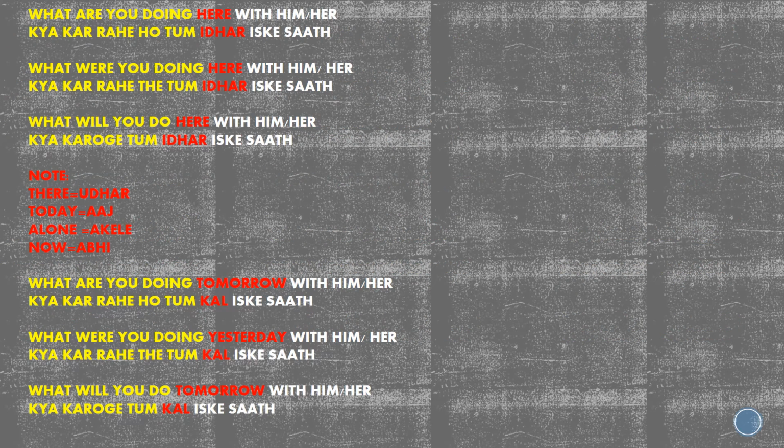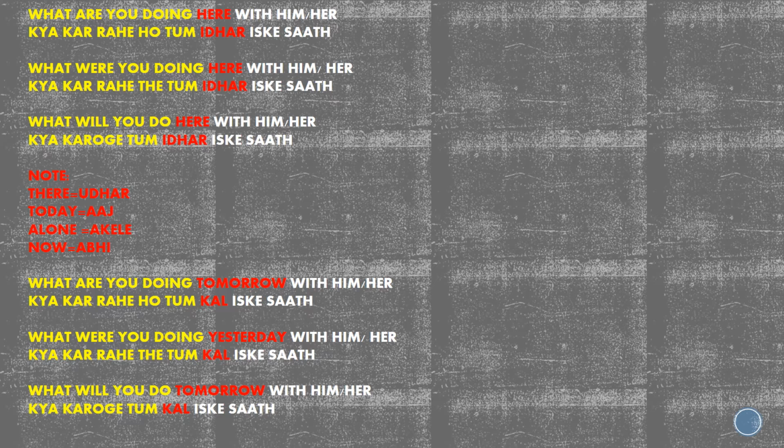Now let's add some more things, like what are you doing here with him. As you can see, our basic sentence is what are you doing. And we added another thing, that is here. What are you doing here. We know till here. This was till this sentence. What are you doing here, you understood in the previous slide.